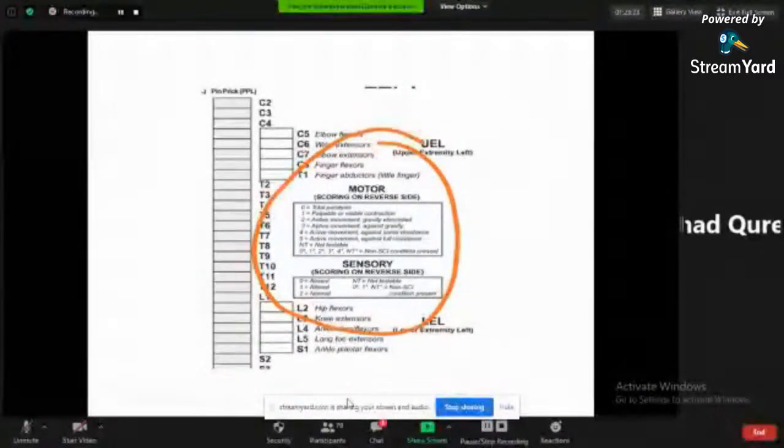and define whether the injury is complete or incomplete, whether anal voluntary contraction is present, and whether sensation over the perianal region is present or not. So this is what I was talking about.